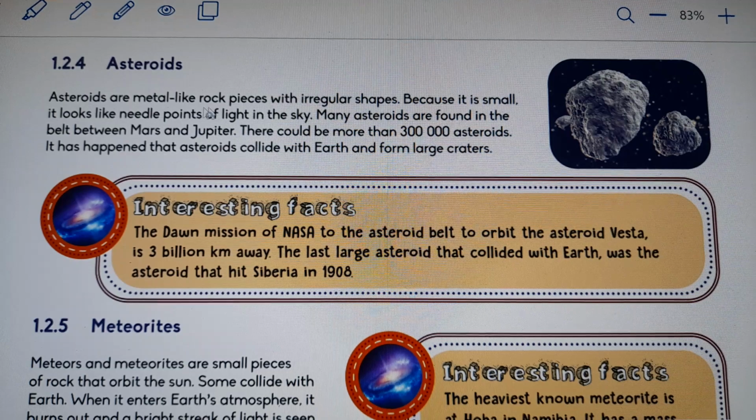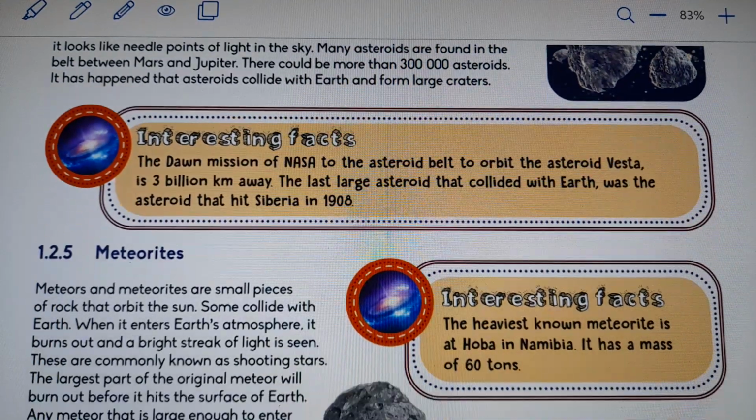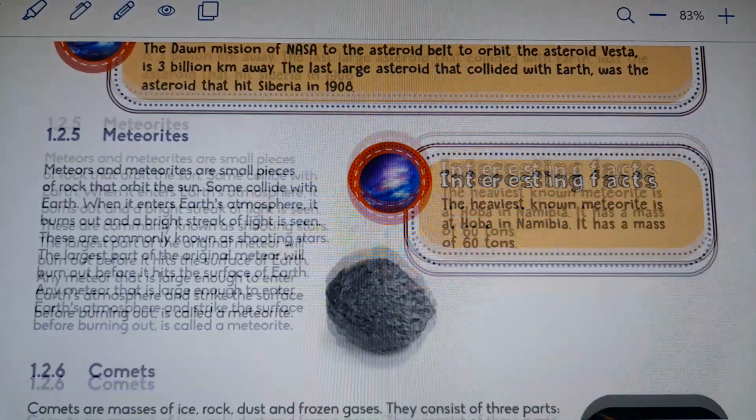Asteroids are metal-like rock pieces with irregular shapes. Because they are small, they look like needle points of light in the sky. Many asteroids are found in the belt between Mars and Jupiter. There could be more than 300,000 asteroids. It has happened that asteroids collide with Earth and form large craters. Okay, and let's go to meteors and meteorites now.